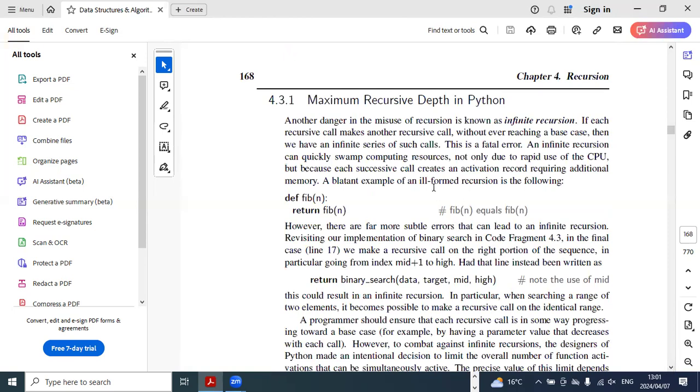The maximum recursive depth in Python. Another danger in misuse of recursion is known as infinite recursion. If each recursive call makes another recursive call without ever reaching the base case, our recursion goes infinite. It keeps on going back, and it ends up crashing the system. So this is what we call infinite recursion. It is bad recursion if it doesn't have a base case. If there's no base case, then it's going to go until it crashes your CPU.